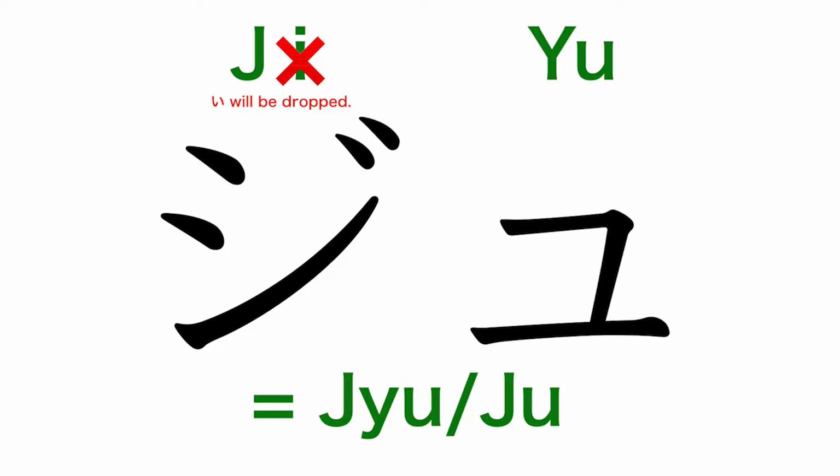Another example. This is a letter ji plus small yu. The consonant of the first letter is j, but the vowel i will be dropped. Then put yu after that. It will be ju.